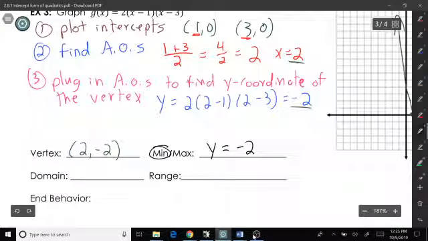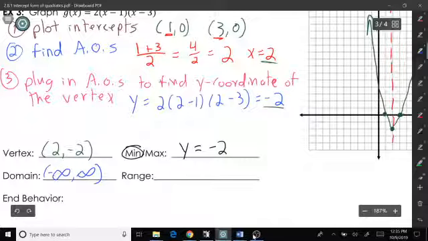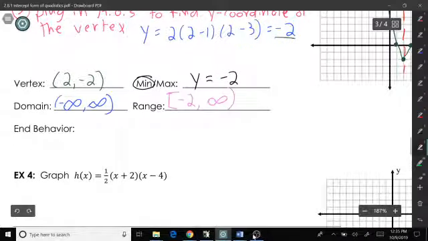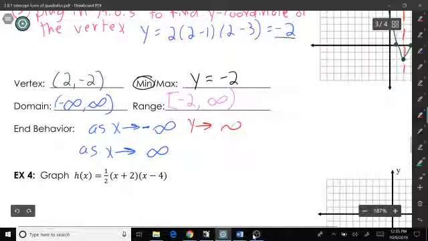Domain. Domain for quadratics is always negative infinity comma infinity. The range. We're opened upwards and we have a minimum value, so our range will be negative 2 comma infinity. And then end behavior: as x approaches negative infinity and as x approaches positive infinity, both sides are going up. So y approaches infinity, y approaches infinity.